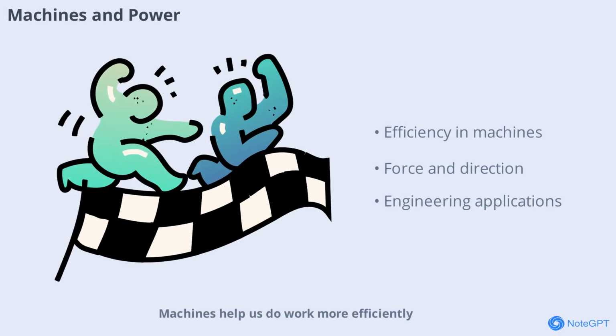Machines help us do work more efficiently by increasing the force or changing its direction. The power of a machine tells us how quickly it can perform work. For example, a crane lifting heavy loads or a blender mixing ingredients both rely on power to function effectively. Understanding how machines use power helps you appreciate engineering and technology.